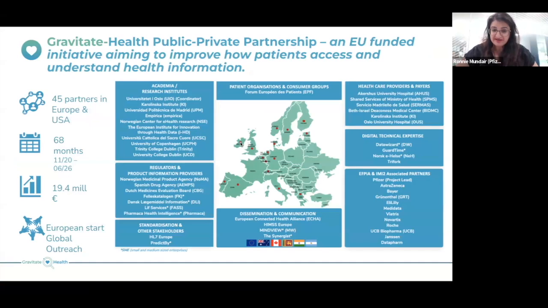So this is where Gravitate Health comes in. And as I said, my colleagues are going to tell you a little bit more about this, but Gravitate Health is a private public partnership. It's an EU-funded initiative aimed to improve how patients access and understand health information. And it's got an amazing group of 45 partners. It's a 5-year project. We have about a year to go. It is obviously a European project, but it has global outreach. And as you can see, we have a number of academia and research institutes. We have regulators, we have standards organizations, we have a patients forum, and we have key other healthcare providers and digital technical expertise, as well as FPM members. So there is an amazing set of knowledge and skill sets coming together to really improve how patients access and understand information. Next slide, please.